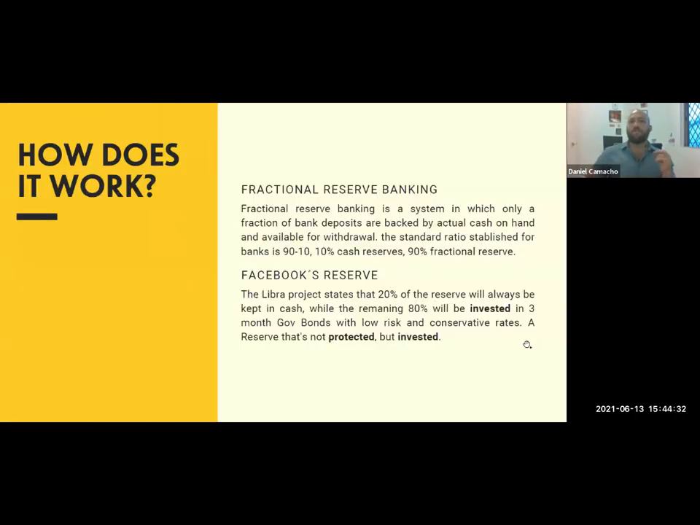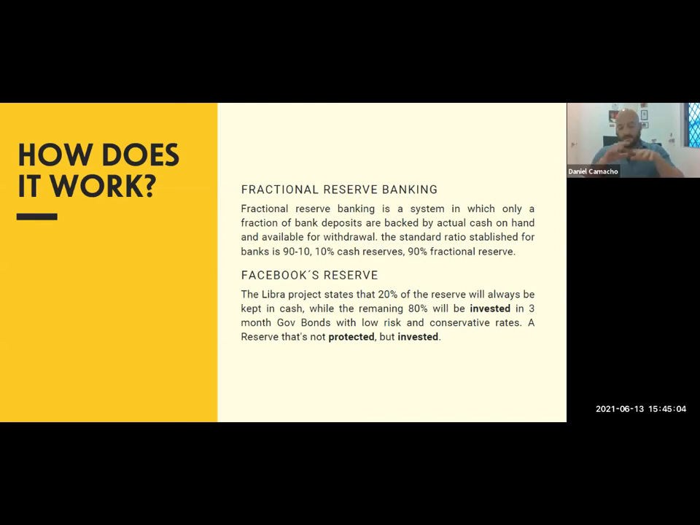But how does it work? Well, fractional reserve banking is a system in which only a fraction of the bank deposits are backed by actual cash on hand and available for withdrawal. This is like the Netflix original series Ozark. On the first episode, the main character is trying to withdraw all the money from his bank, but the bank simply denies it. The bank simply cannot do it because they do not have enough money for the cash out.